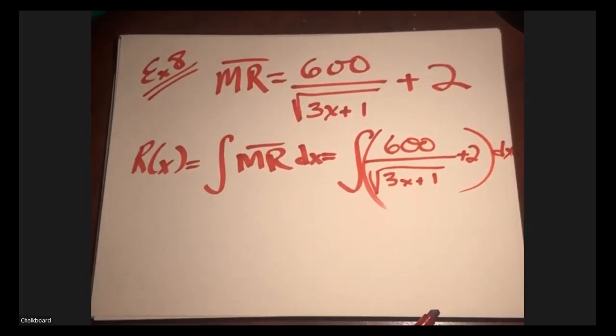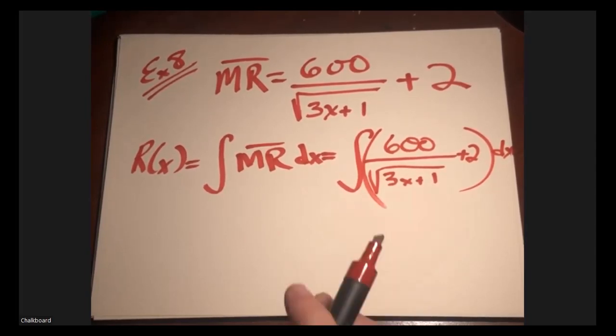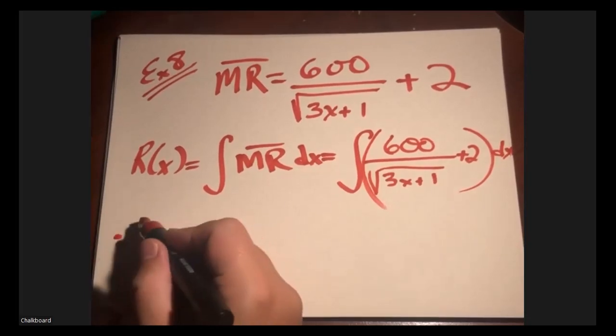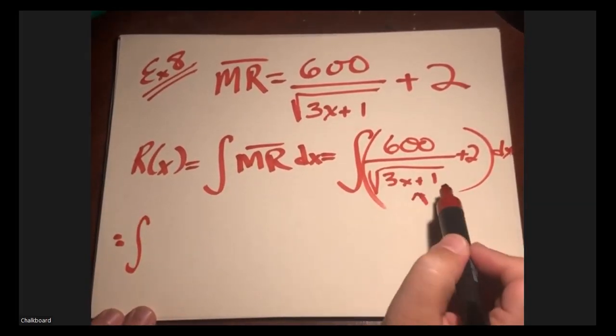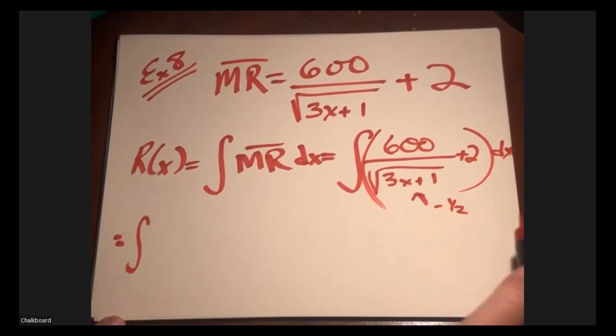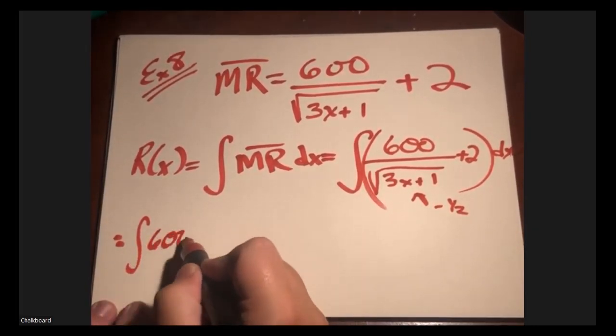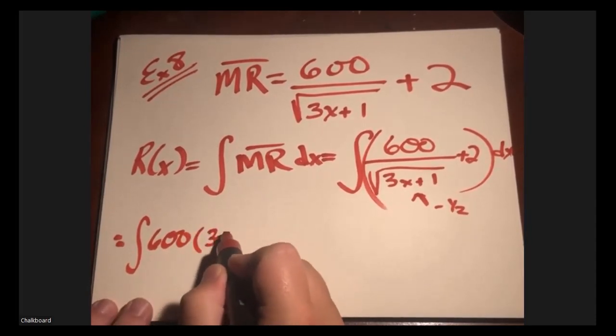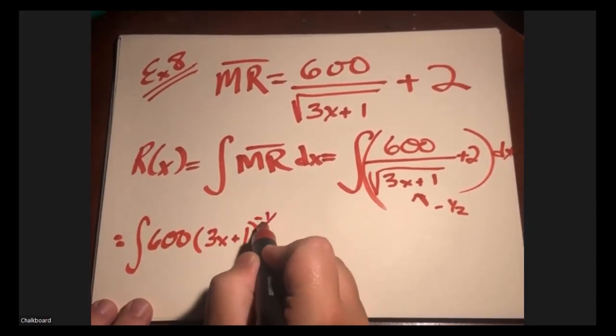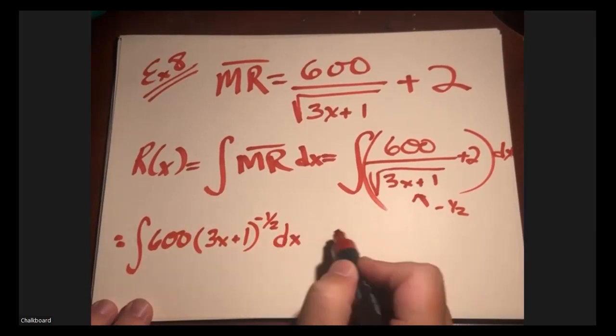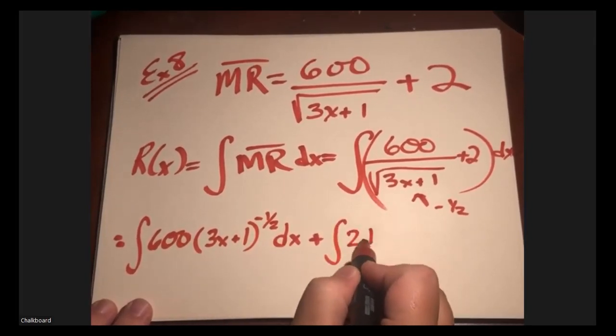Okay. Now, first of all, even though it's a little ugly looking, it is ultimately a sum, right? It's the integral of the first ugly fraction, plus the integral of 2 dx. So first what I'd like to do is split them up, and I'm also going to take care of this. That means an exponent of -1/2, right? So we're going to write this as the integral of 600 times (3x plus 1) to the -1/2 dx, plus the integral of 2 dx.